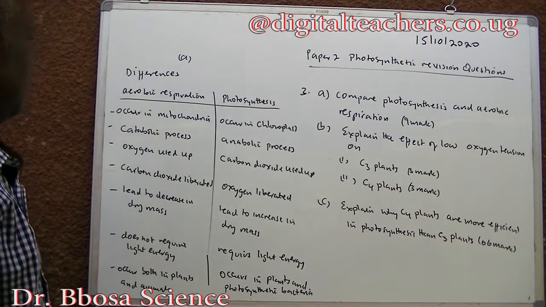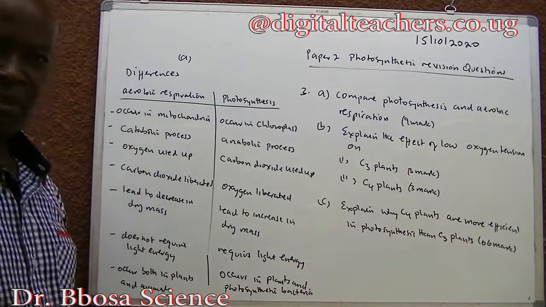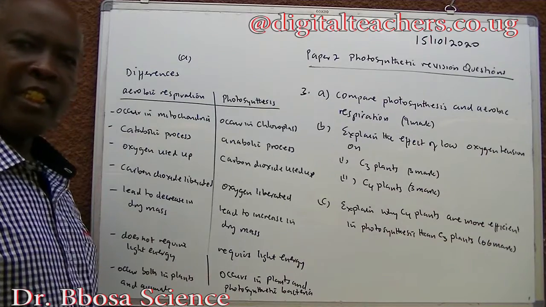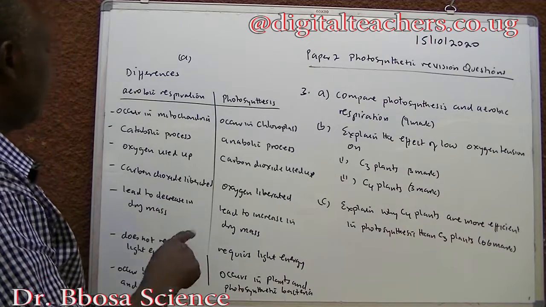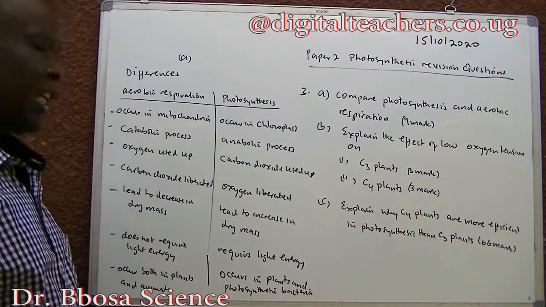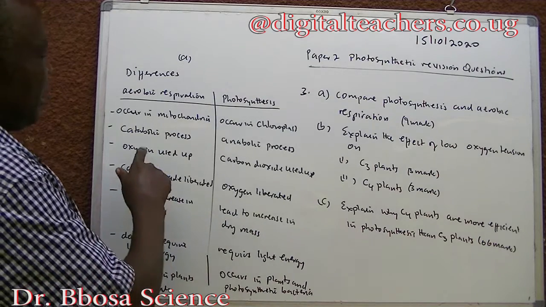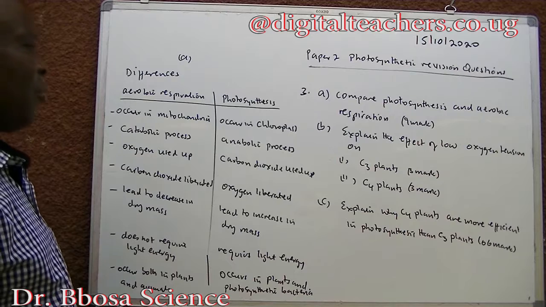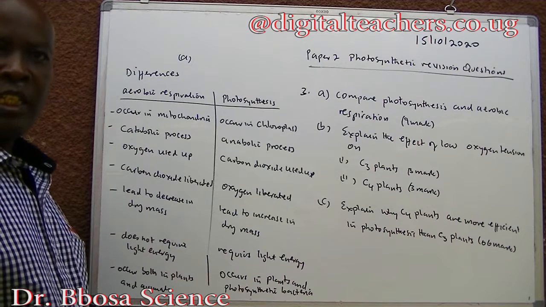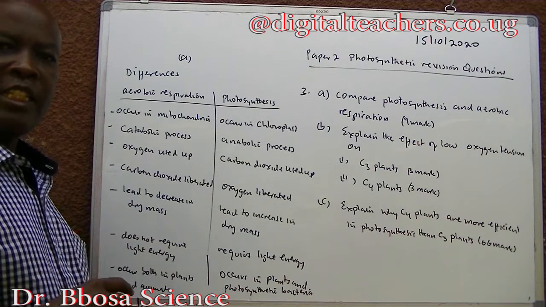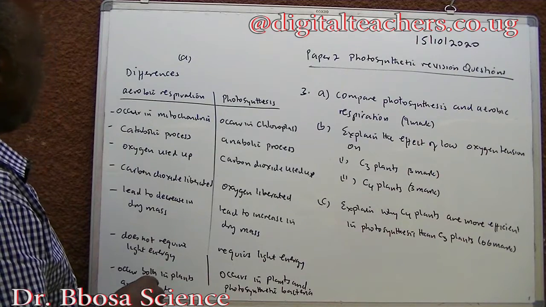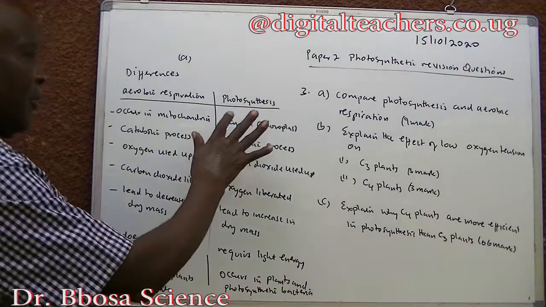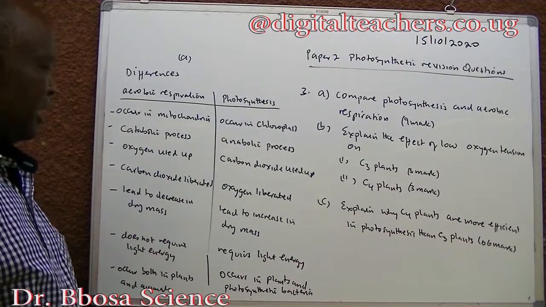Differences. Aerobic respiration occurs in mitochondria. Photosynthesis occurs in chloroplast. Aerobic respiration is a catabolic process, it breaks down organic matter. Photosynthesis is an anabolic process. It synthesizes organic matter. In aerobic respiration, oxygen is used up. In photosynthesis, carbon dioxide is used up.